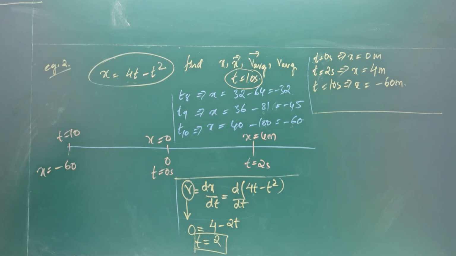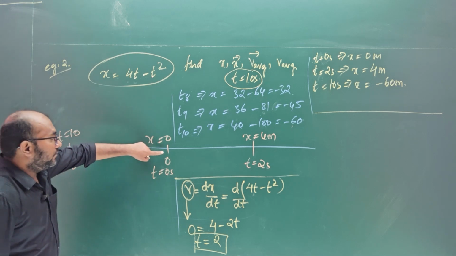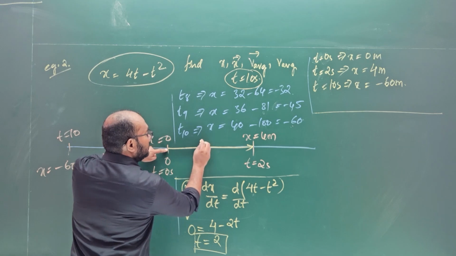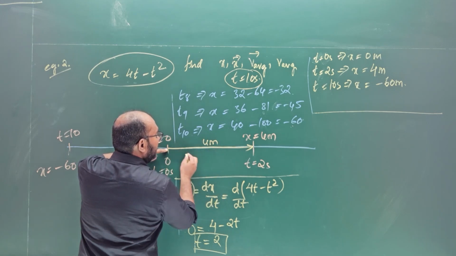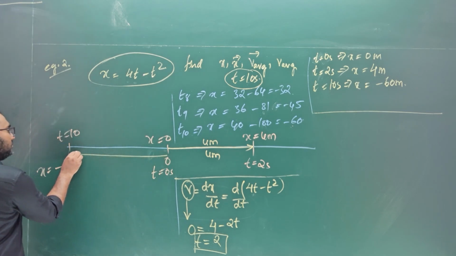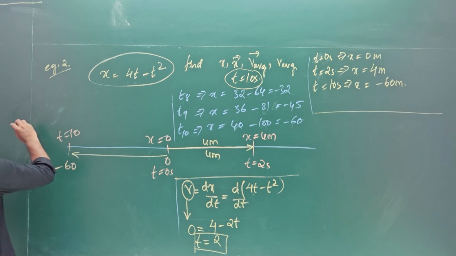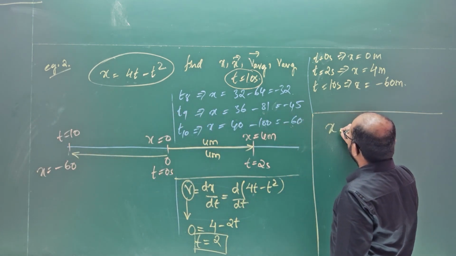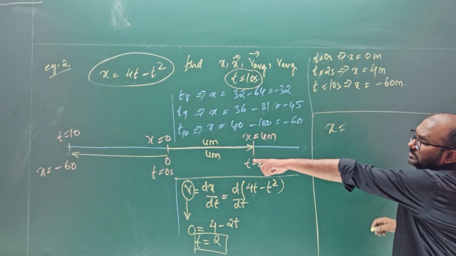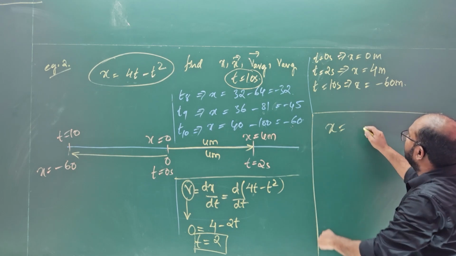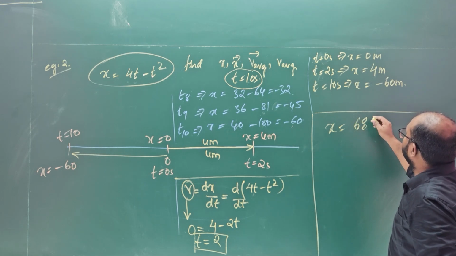Now, what is the distance traveled by the body? From here to here, the body started here and traveled 4 meter. While returning from here to here, the origin, 4 meter. Then again from here to here, that is minus 60. Can I say the distance traveled by the body is 60, since distance cannot be negative? So 60 plus this 8, that means 68 meter.